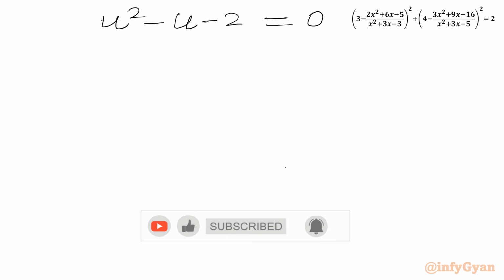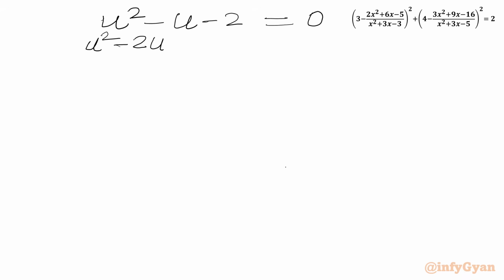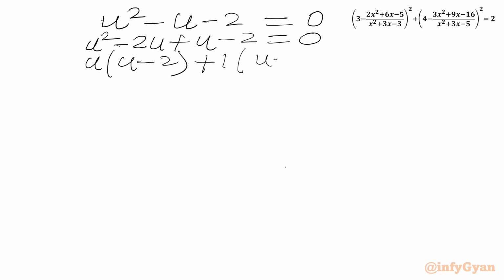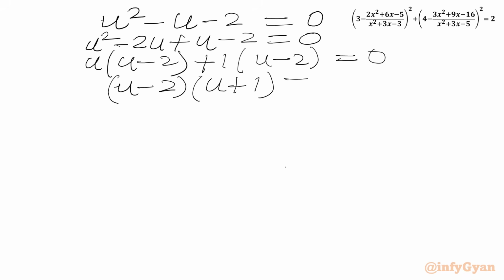Now we'll be using factorization method. We can split our middle term minus u equal to minus 2u plus u. Then we have minus 2 equal to 0. From first two terms, we'll take u common. So u minus 2 will be in the bracket. From next two terms, 1 is common. So there will be u minus 2 equal to 0. Now our factorization is done. Once we'll take u minus 2 common, so u minus 2 times u plus 1 equal to 0. Using product 0 rule, we are going to get u equal to negative 1 and u equal to 2.